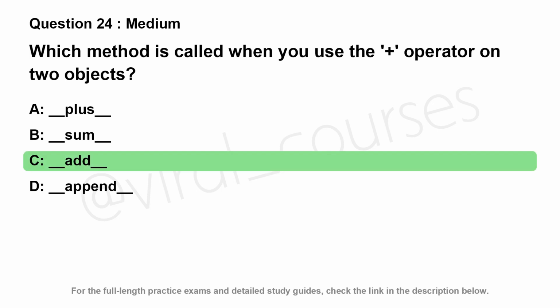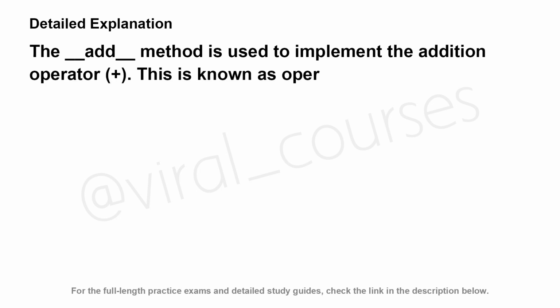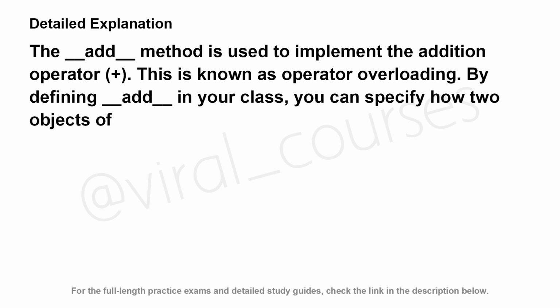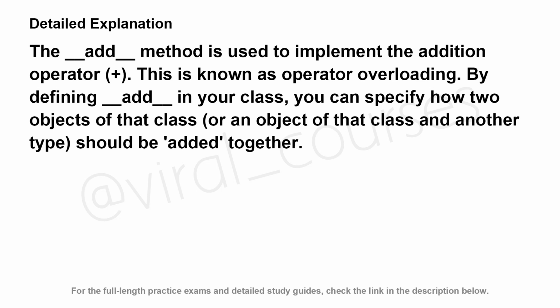The correct answer is C. The __add__ method is used to implement the addition operator, plus. This is known as operator overloading. By defining __add__ in your class, you can specify how two objects of that class, or an object of that class and another type, should be added together.